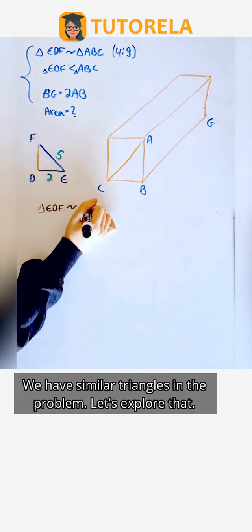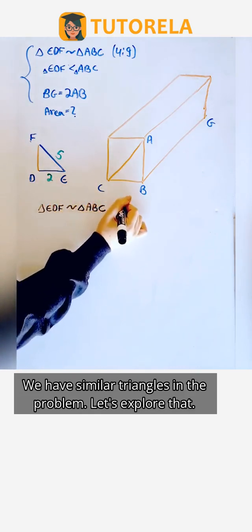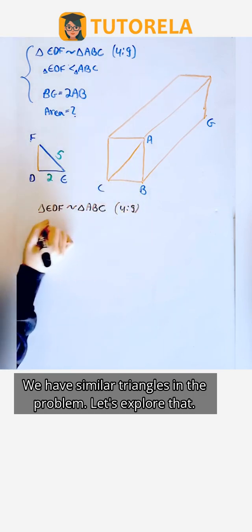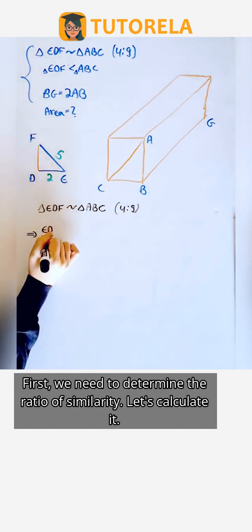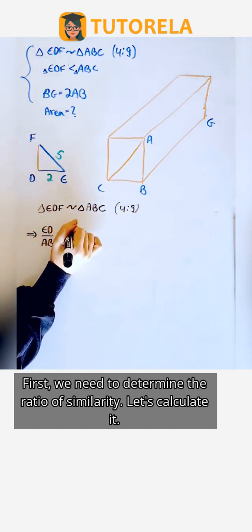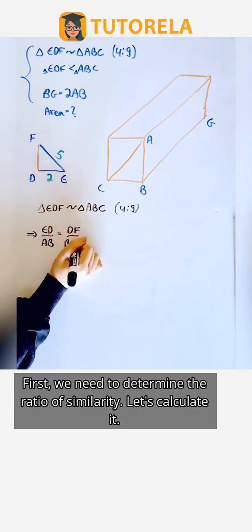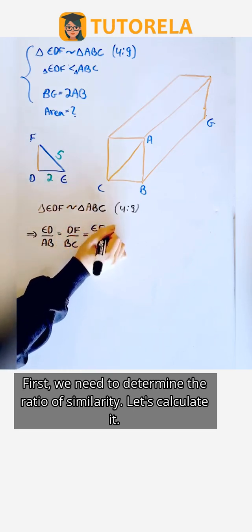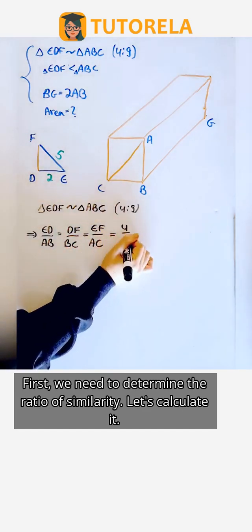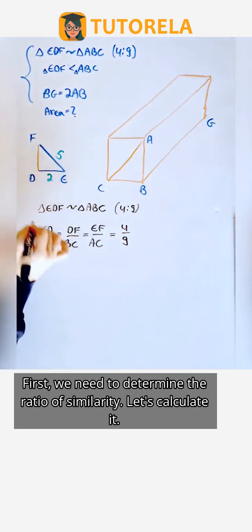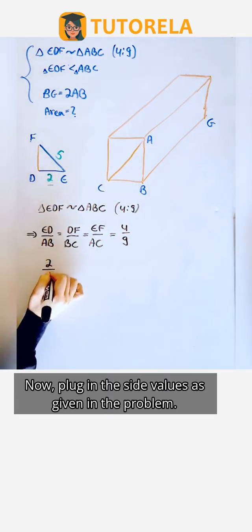We have similar triangles in the problem. Let's explore that. First, we need to determine the ratio of similarity. Let's calculate it. Now plug in the side values as given in the problem.